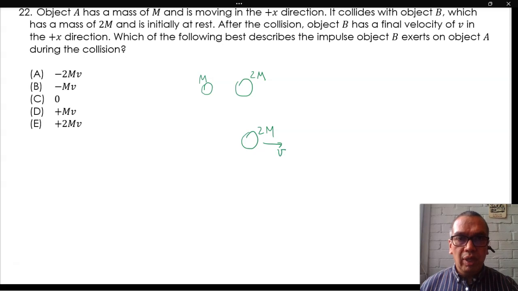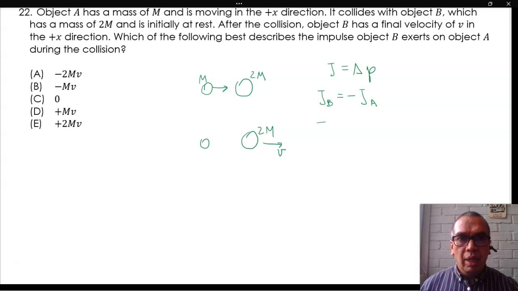Which of the following best describes the impulse object B exerts on object A during the collision? Keep in mind that the impulse we want to describe is equivalent to the change in momentum of any of the two objects that are interacting. At least in magnitude, the two must be identical. Therefore, we can find the impulse on object B and apply Newton's third law to determine the impulse on object A.